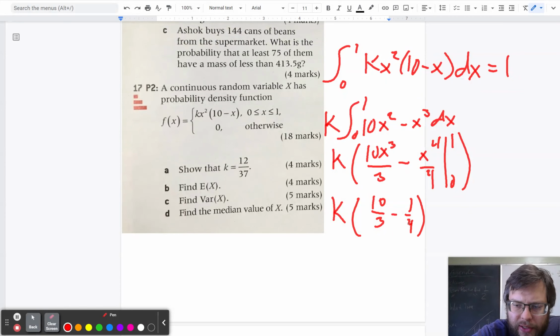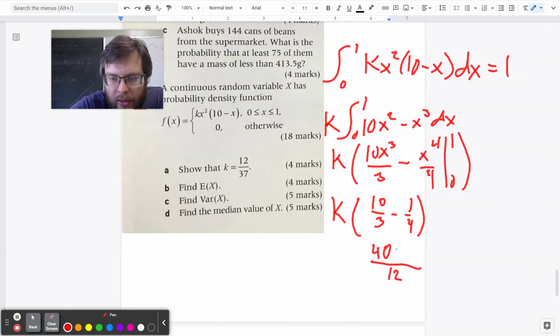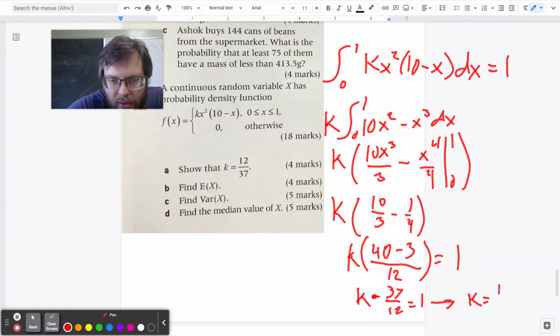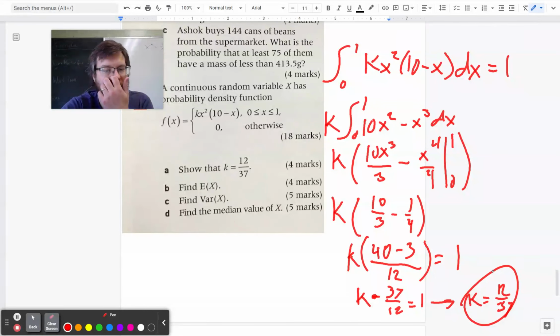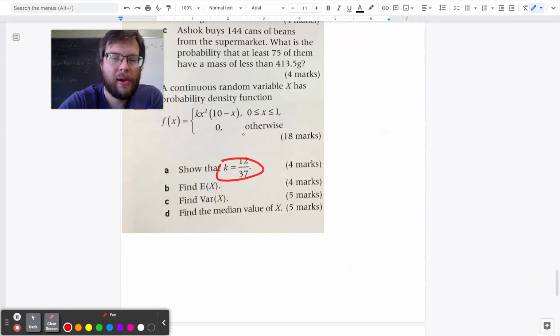And let's see, what is 10 thirds minus a fourth? That would be 40 minus 3 twelfths times k equals 1. So k times 37 twelfths equals 1. In other words, k equals 12 over 37. There we go. We were already given that, so we knew that was going to be the answer. So I can clear the screen and just use that as we go through.